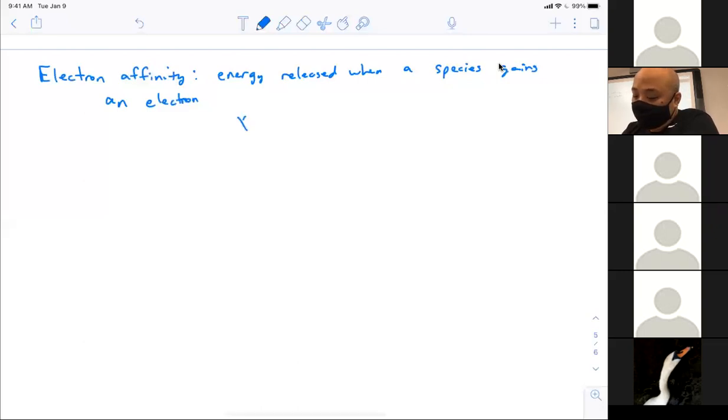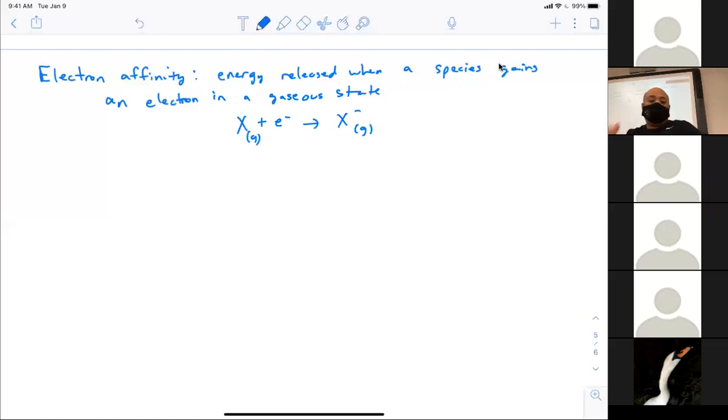And so you'd see something like this, in a gaseous state. Sorry. Can't forget that. It is the most important part. This looks kind of different. I wouldn't say it's the opposite of ionization energy, because it's not the reverse of the reaction. It's actually gaining an electron, going from the neutral to a negative.